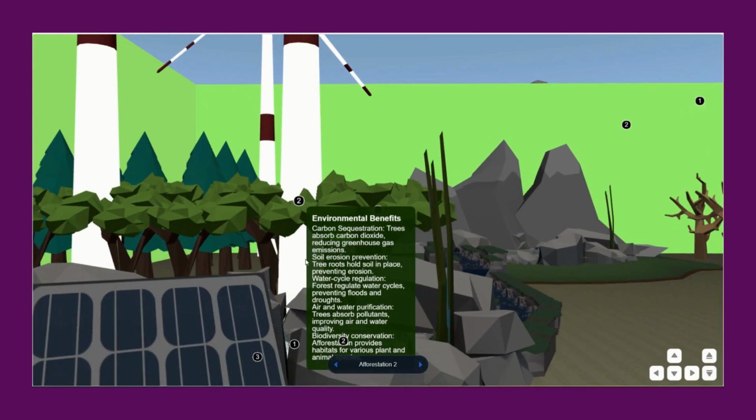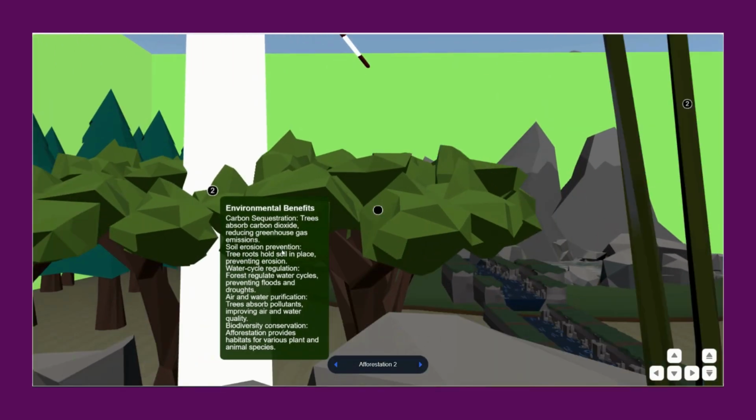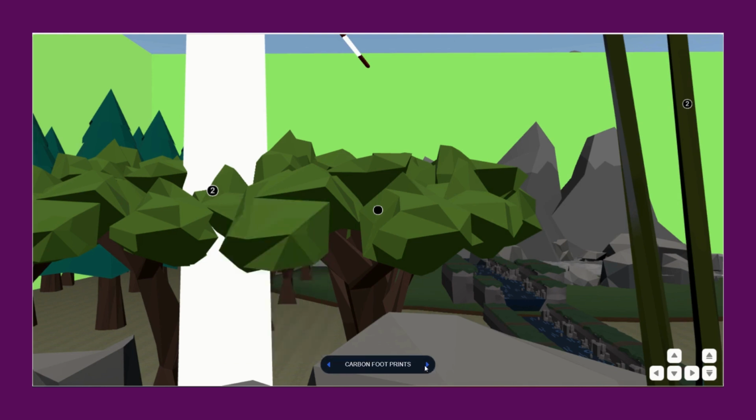What are the environmental benefits? The first one is carbon sequestration. Trees will absorb carbon dioxide and reduce greenhouse gas emissions. Soil erosion prevention: tree roots hold soil in place, preventing soil erosion. Water cycle regulation: it will regulate the water cycles, preventing floods and droughts. Air and water purification: trees absorb the pollutants, improving air and water quality. Biodiversity conservation: afforestation provides habitats for various plants and animal species.